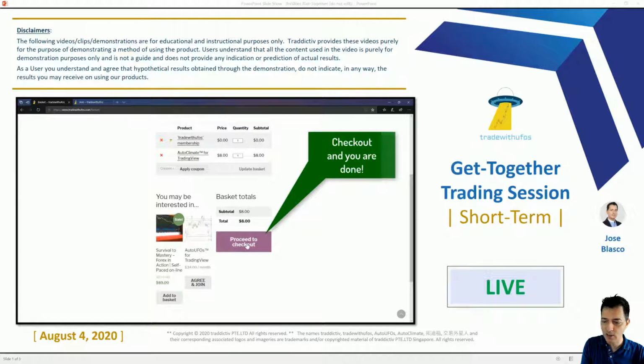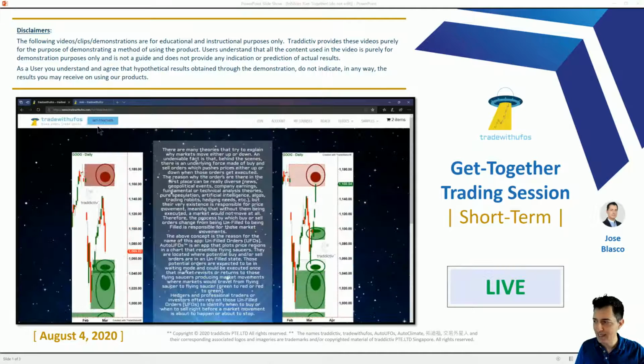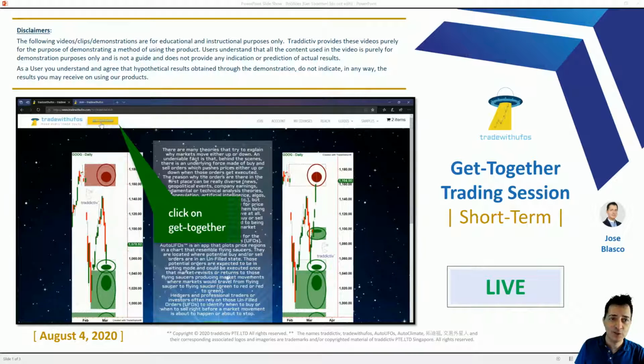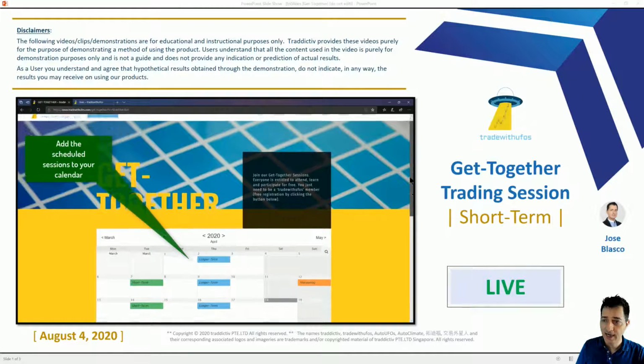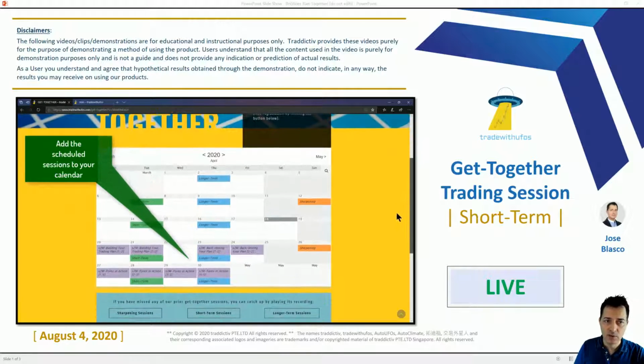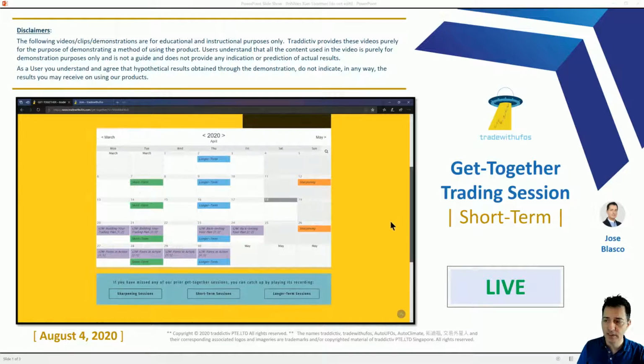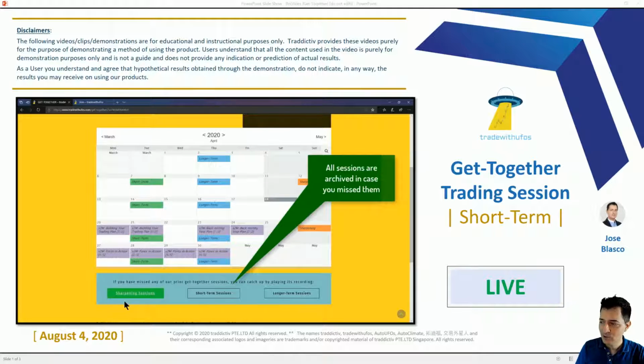Welcome. Today is August 4, 2020. My name is Jose Blasco. I will be taking care of the get-together session today when it comes to short-term trading. We will be exploring markets such as futures and Forex. That's going to be our bread and butter, certainly looking at opportunities for intraday trading, hence the name of the session, short-term. So today we'll keep it short-term, we'll keep it low time frames, and again, looking for those different opportunities, okay?